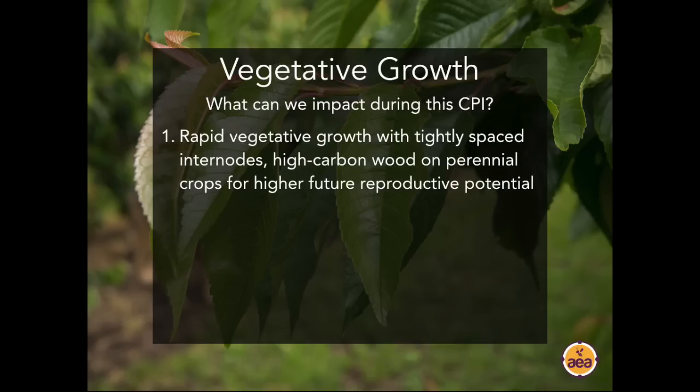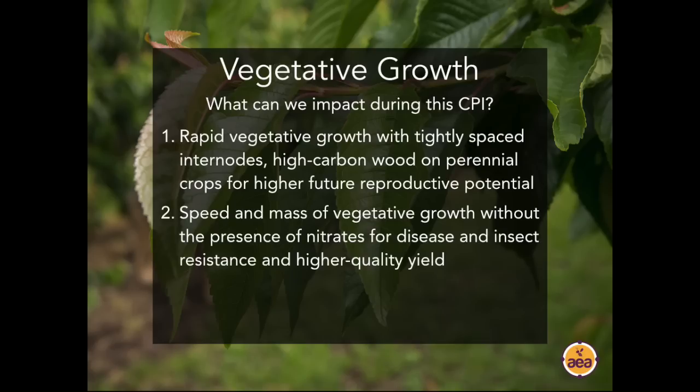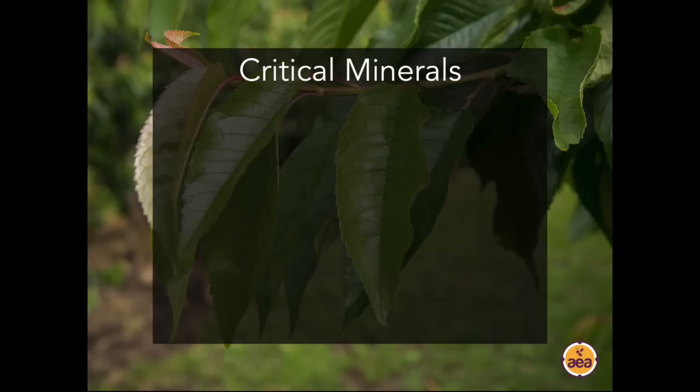We want to get the same speed and mass of vegetative growth without the presence of nitrates for pest resistance, disease and insect resistance, and for higher quality yields and for higher quality wood. So these are the factors that we can influence during vegetative growth. How do we do that? Which nutrients do we need to manage? Very simply, we need to get vegetative growth energy from calcium instead of from nitrogen.